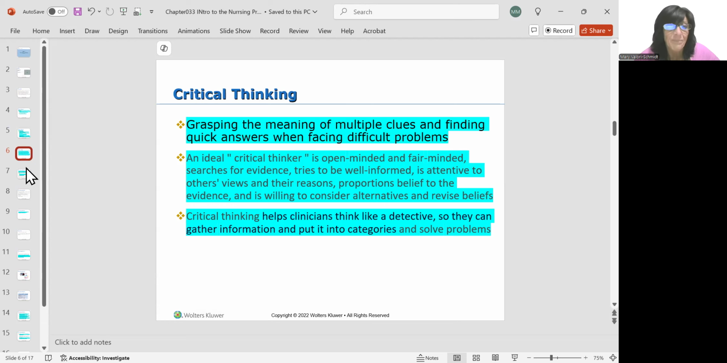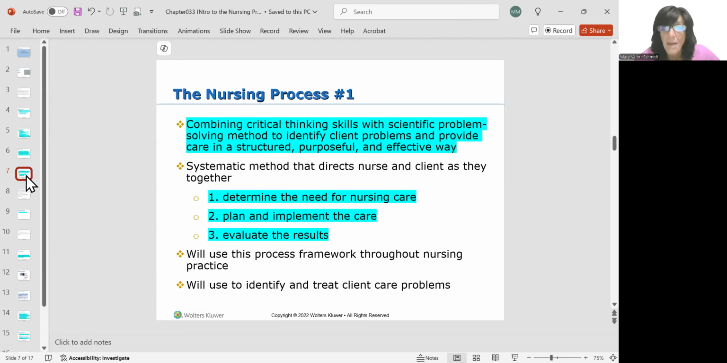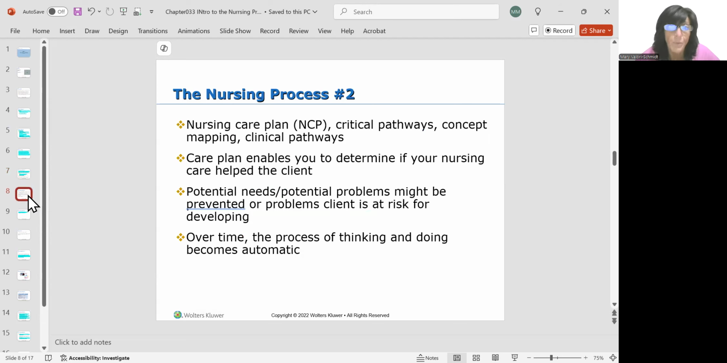Right. So the nursing process combines critical thinking skills with problem solving methods to identify problems with clients and then provide care in a way that's structured, purposeful, and effective. Okay. So the method that directs the nurse and client together determine the need for the care, plan and implement the care, and then evaluate. Did it work? And you're going to use this framework, we call it, throughout your nursing practice for the rest of your career. Okay. You use it to identify problems, treat problems, and even prevent problems. Okay. Nursing care plans, critical pathways, concept mapping, clinical pathways.